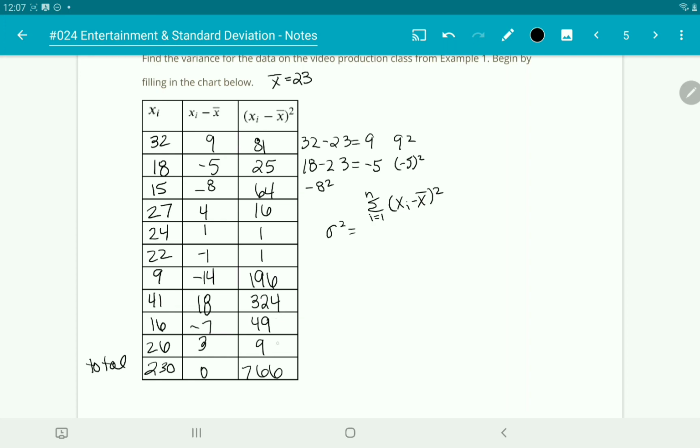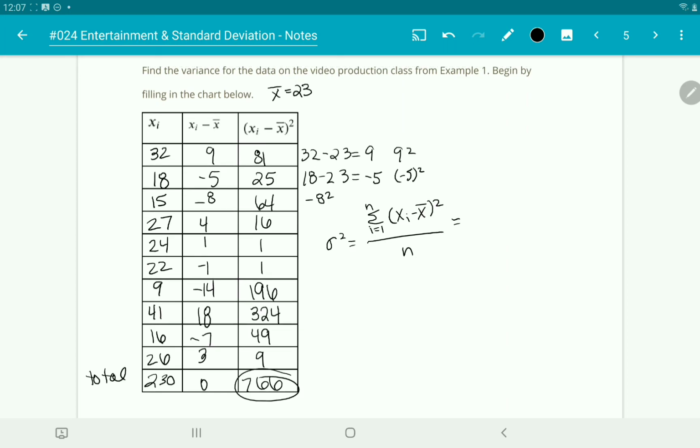So we're going to add all these together, which we did here, and we're just going to divide by the number we have. We added them all together already, so we got 766. For each number, we took that number, subtracted the mean, and then squared our answer. We added all those together, got 766, and here we have 10 numbers. So 766 divided by 10 gives you 76.6. That's all you got to do.